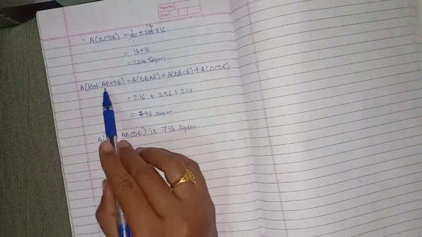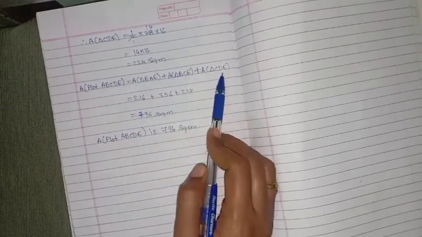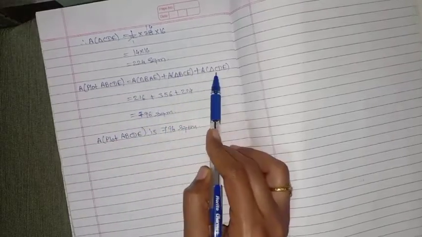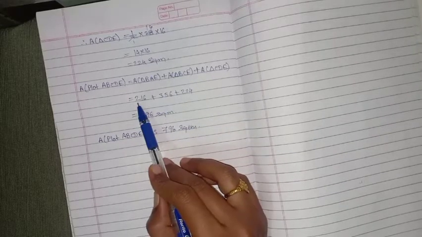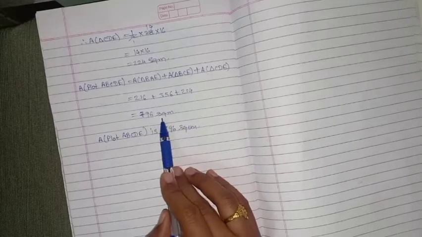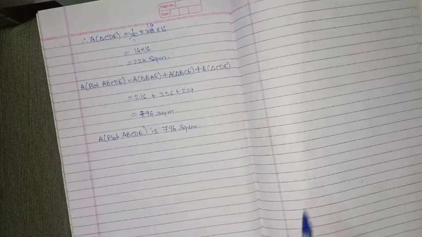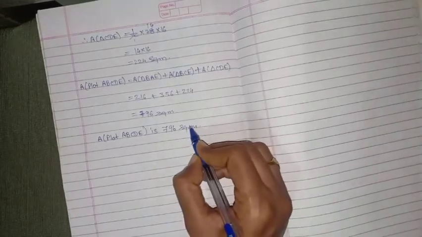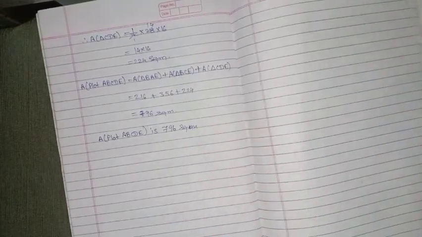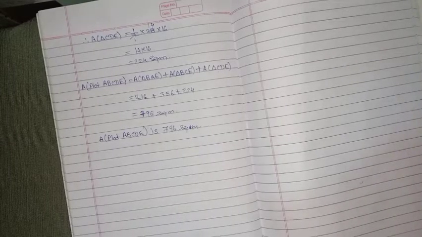Now area of plot ABCDE is the first, second and third, 3 triangles area we have to add here. So 216 plus 356 plus 224, that is 796 square meter. Therefore area of plot ABCDE is 796 square meter. Not centimeter here, meter you have to write. Okay. In this way we have completed practice set 15.5.